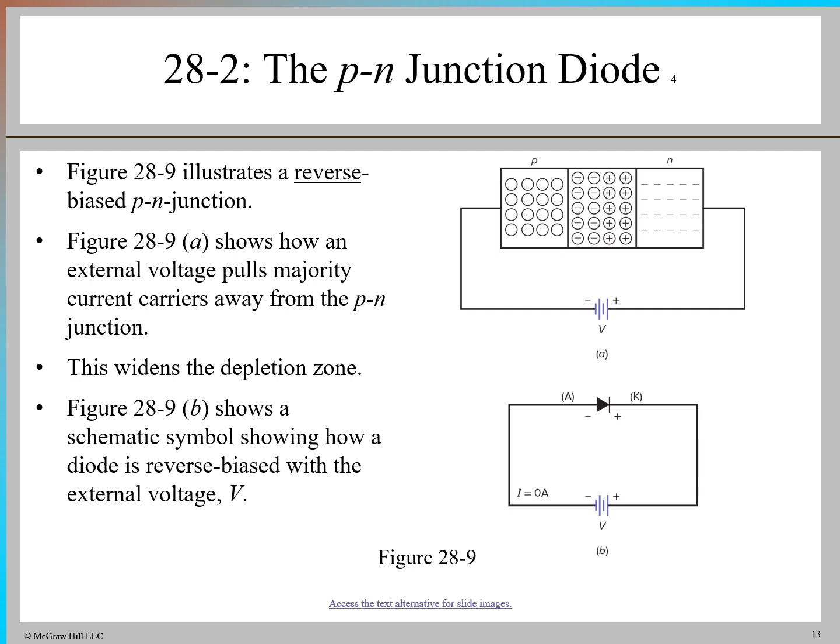As a result, the diode is in a non-conducting state, effectively acting like an open switch with infinite resistance. In this state, no current flows through the diode under ideal conditions. The diode essentially blocks current in reverse bias.